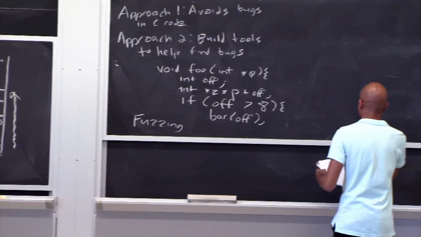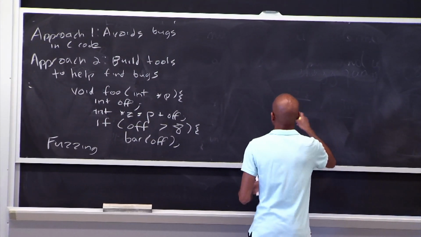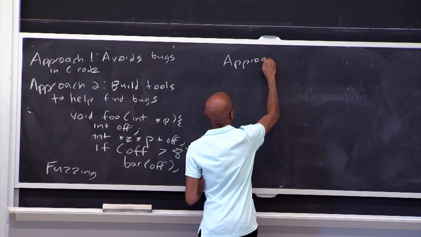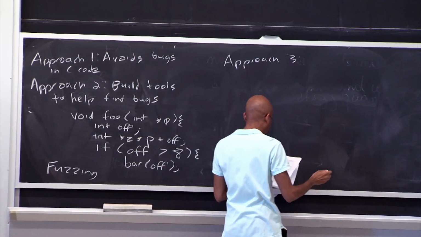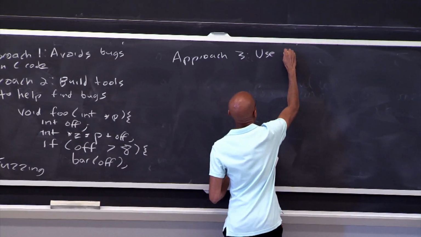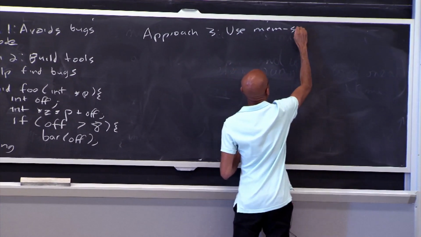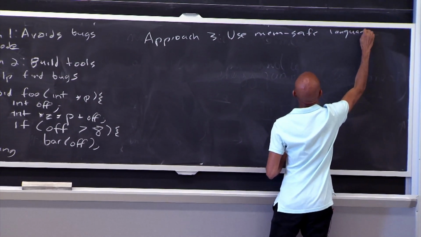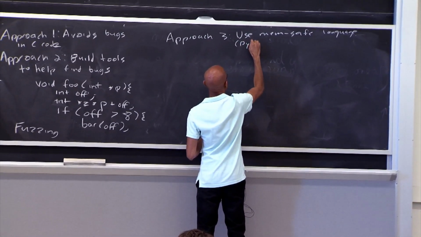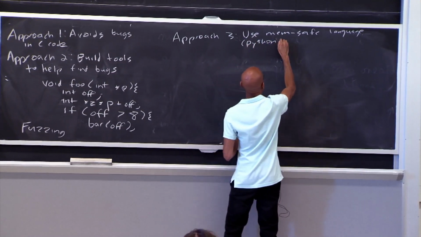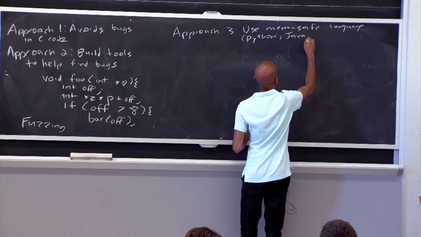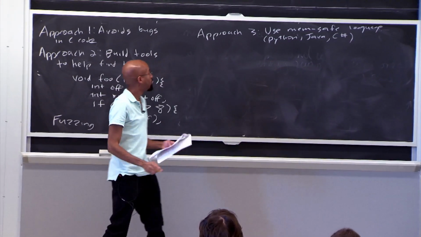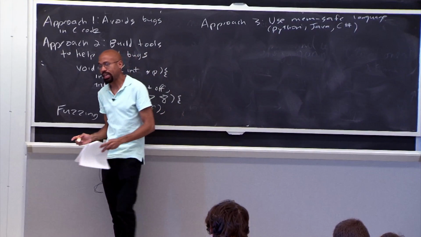So those were two approaches to deal with defending against buffer overflows. There are actually some other approaches. A third approach you might think about using is a memory-safe language. Examples of these are things like Python, Java, C#. We're not going to put up Perl there because people who use Perl are bad people. So you could use a memory-safe language like that.